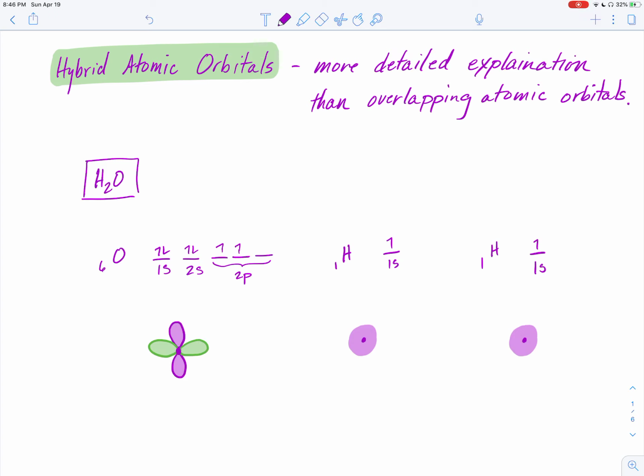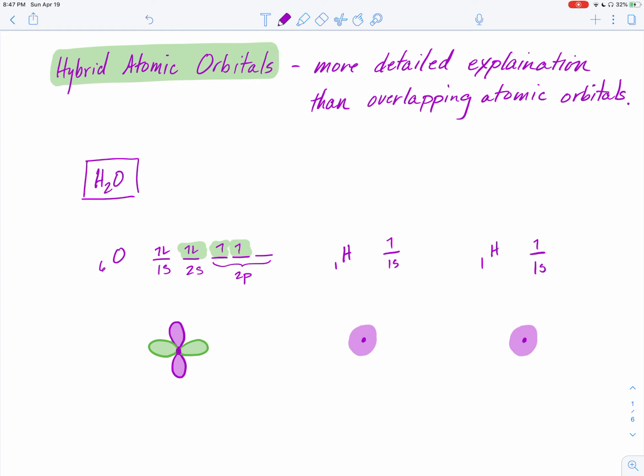So let's look at an example. Let's look at the molecule H2O, and let's look at how oxygen and the two hydrogens will overlap their atomic orbitals. Looking at the orbital diagram for oxygen with 6 electrons, that has 2 electrons in the 1s subshell, 2 electrons in the 2s subshell, and then 2 unpaired electrons in 2 of the 2p subshells. The valence electrons in oxygen are the 2 paired electrons in the 2s, and then 2 unpaired electrons, 1 in each of the p subshells.